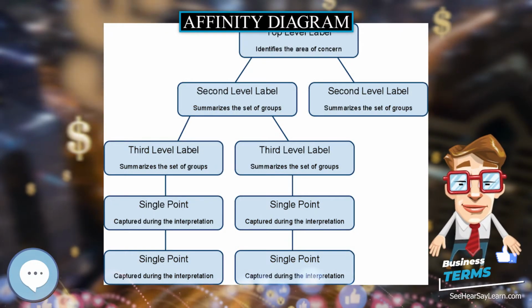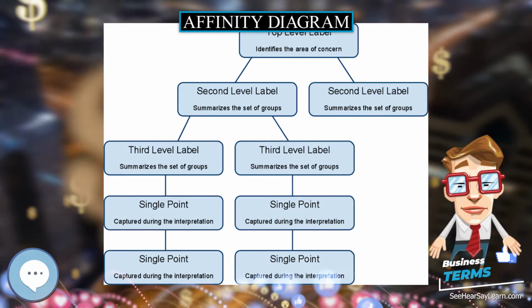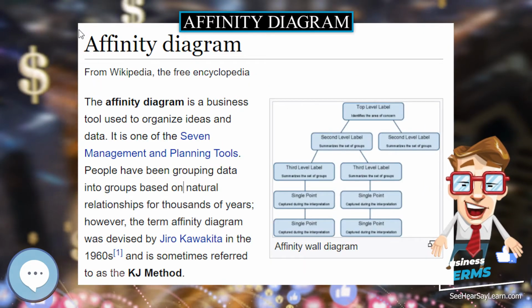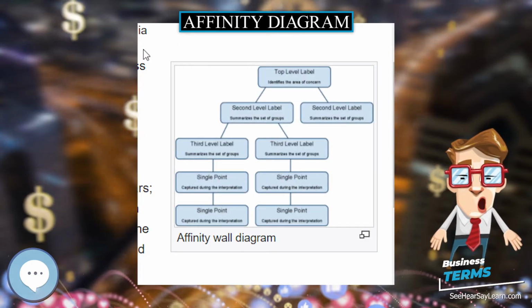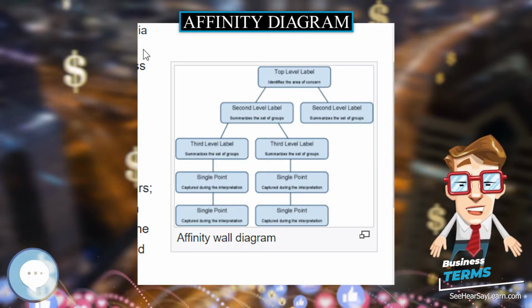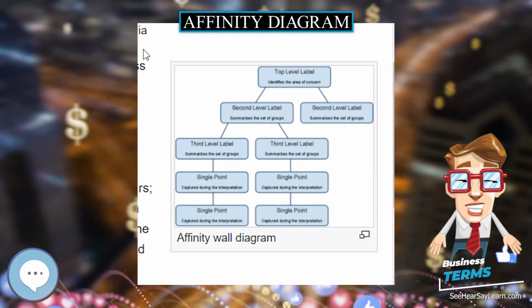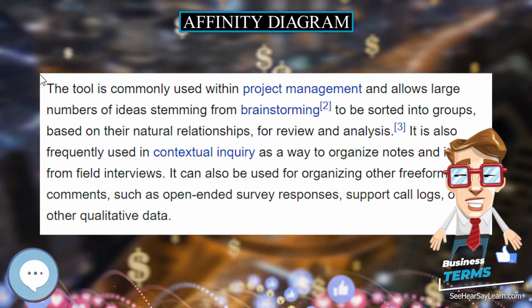Affinity diagram. The affinity diagram is a business tool used to organize ideas and data. It is one of the 7 management and planning tools. People have been grouping data into groups based on natural relationships for thousands of years.